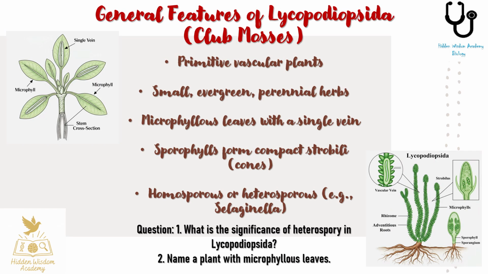Now let's start with Lycopodiopsida, also called club mosses. They are primitive vascular plants, usually small, green, and perennial herbs. Their leaves are microphylls, which means they have only one simple vein. Their sporophylls often form cone-like structures called strobili. Most are homosporous, but Selaginella is heterosporous, which is an important step towards seed plants.